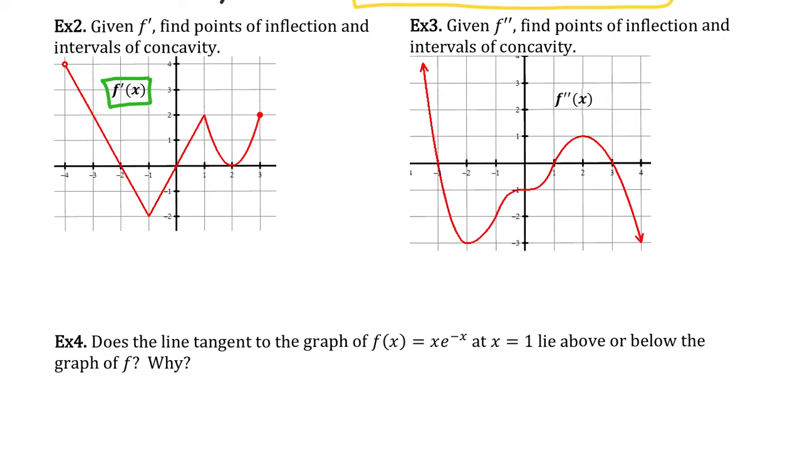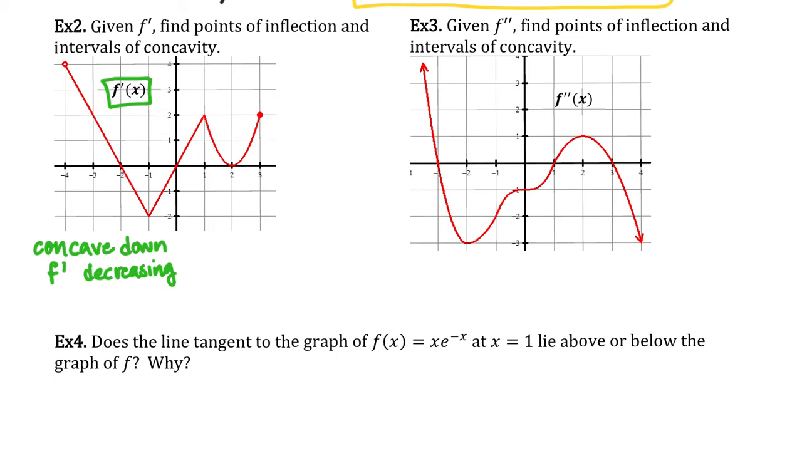Okay, I want to figure out the intervals of concavity and the points of inflection. When I look at concavity, I'm always looking for f double prime, or I'm looking for f prime to decrease or increase. So let's first consider where it's concave down. If it's concave down, remember, f prime is decreasing because the second derivative is going to be negative.